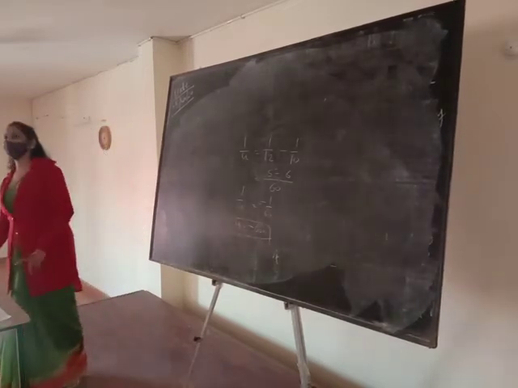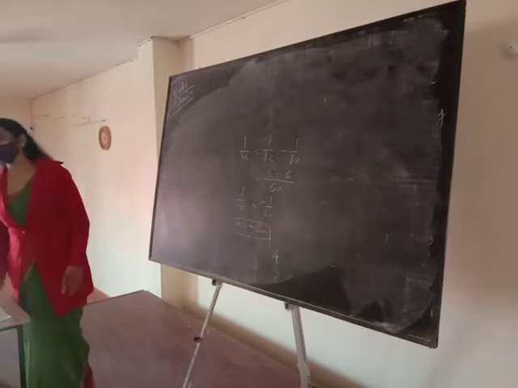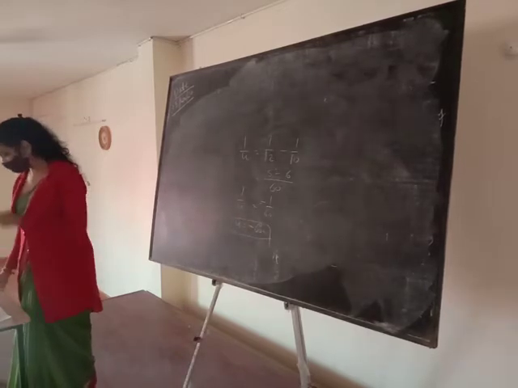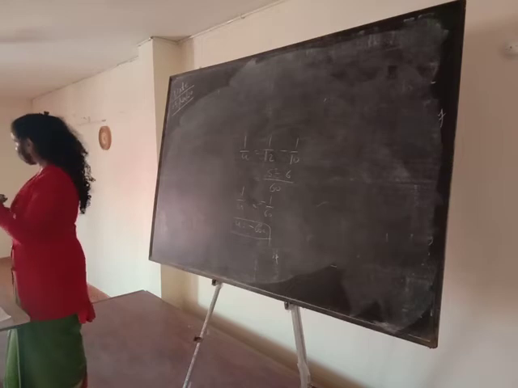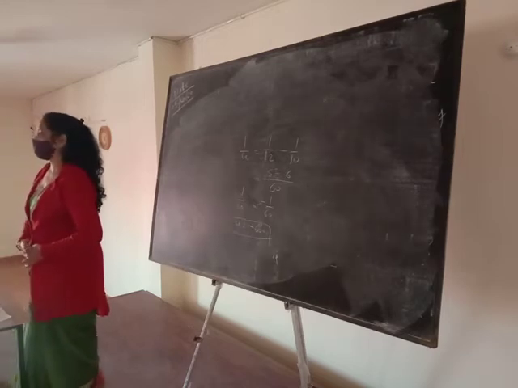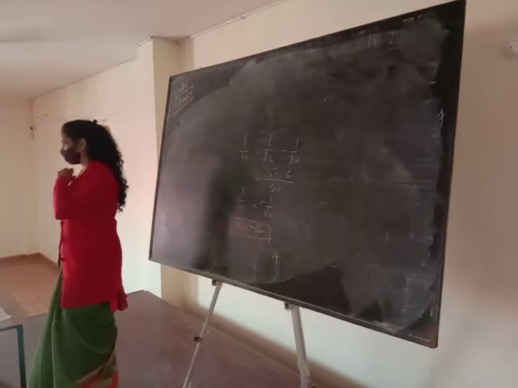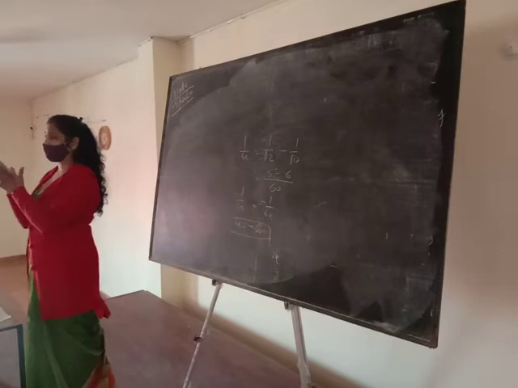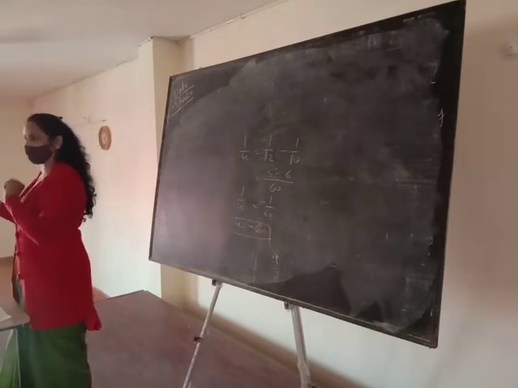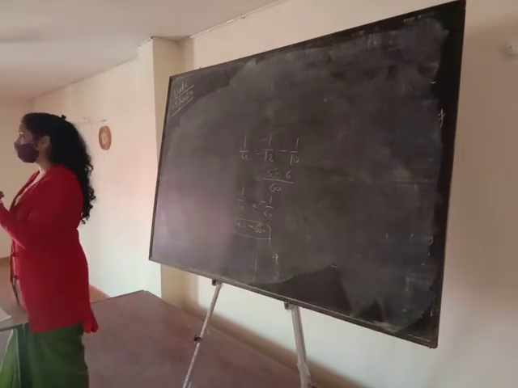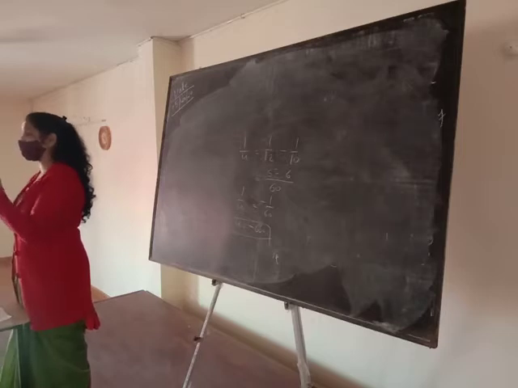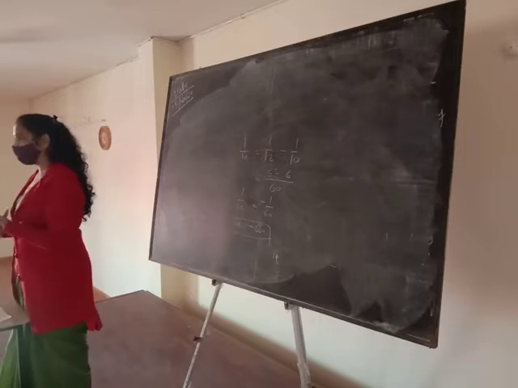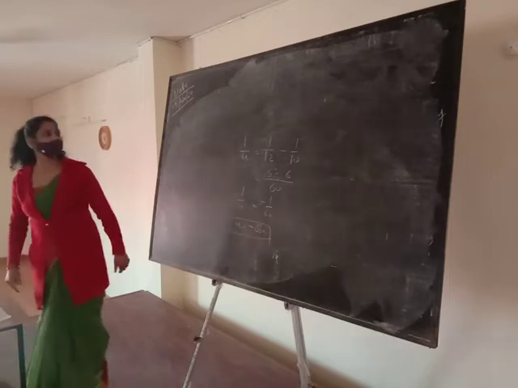Position means you have to find the distance of the image from the lens, this is v. Nature means what type of image it is, real or virtual, and the height is h2. So what is given in the question, Aryan?